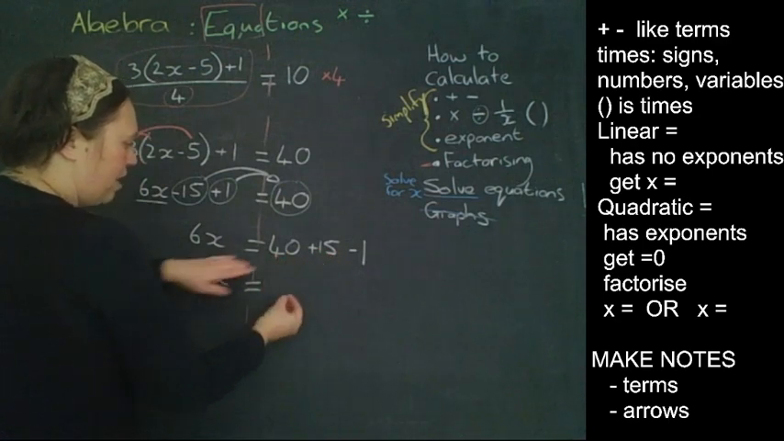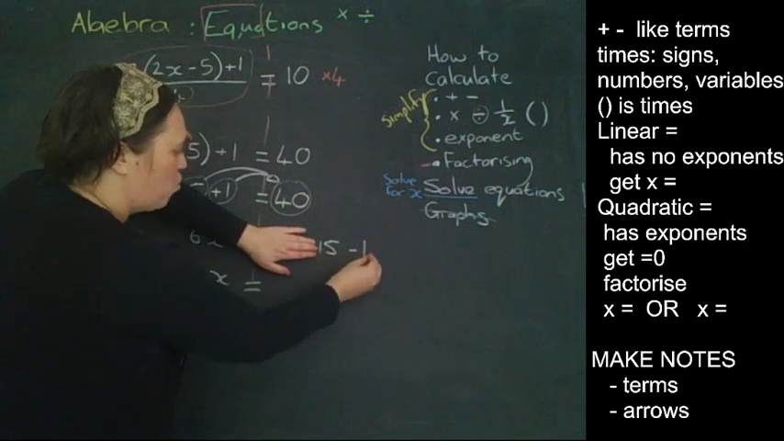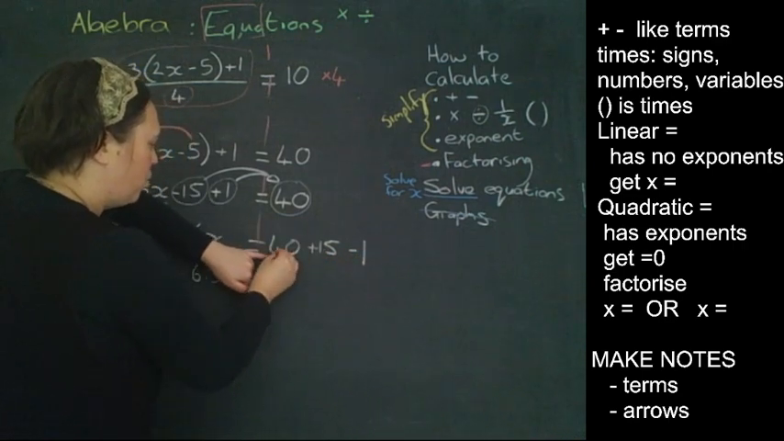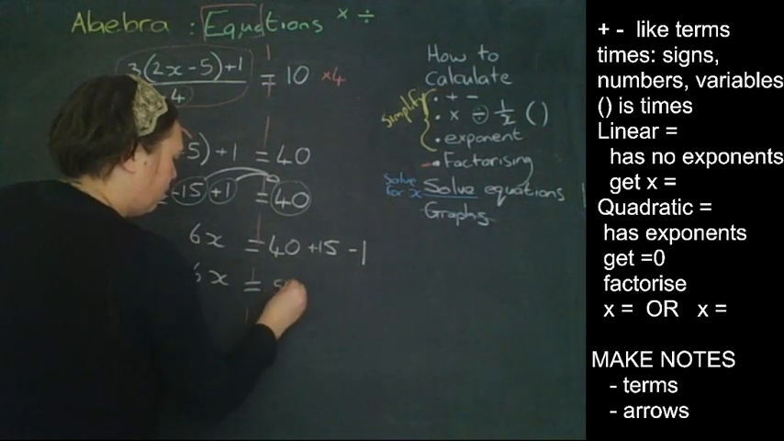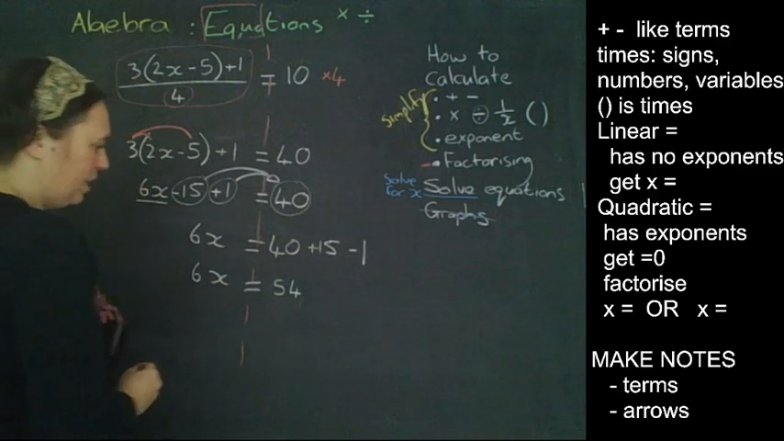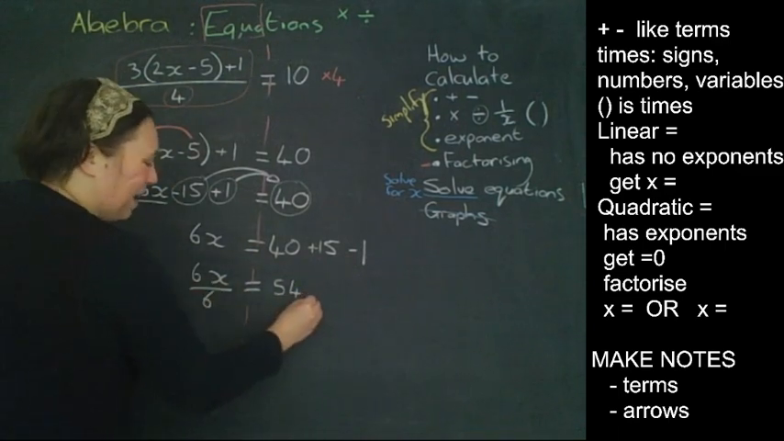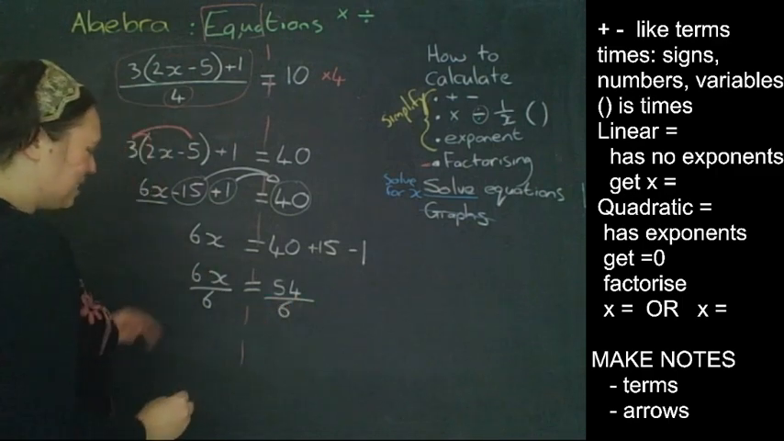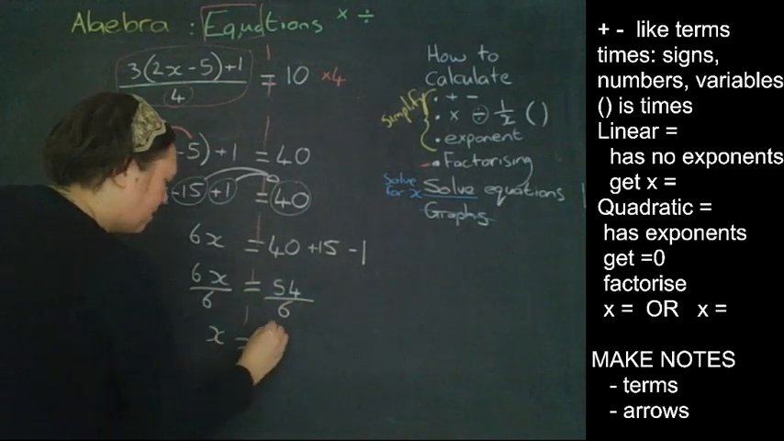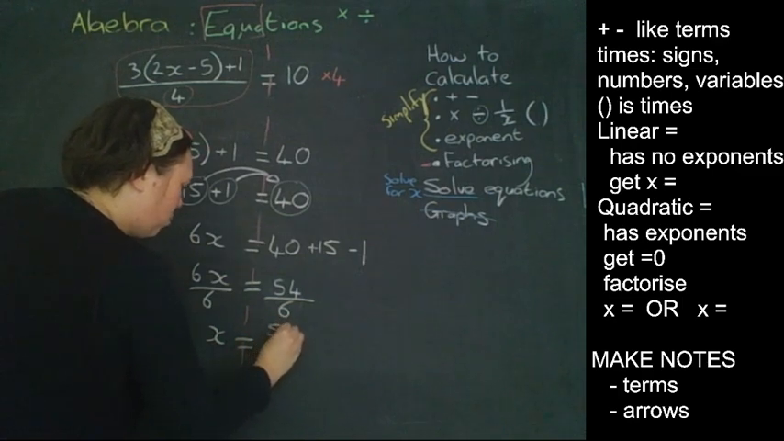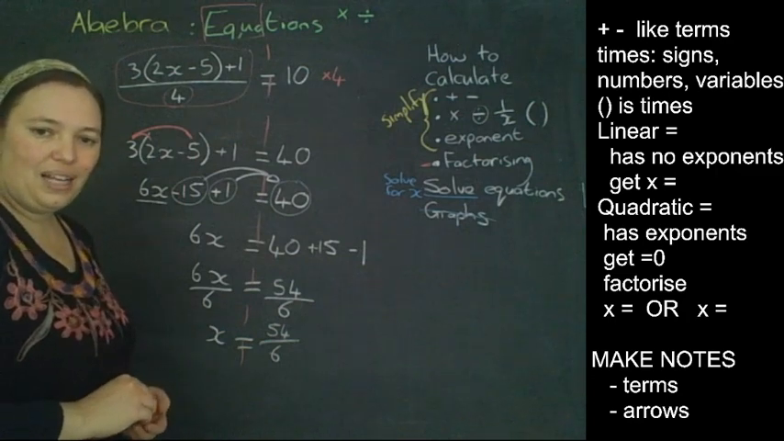So what I'm going to do now is group those ones together. So 15 minus 1 is 14. 14 plus 40 is 54. So now I'm going to divide by the 6 to get the x by itself. So this is x equals 54 divided by 6. And you can simplify that on your calculator.